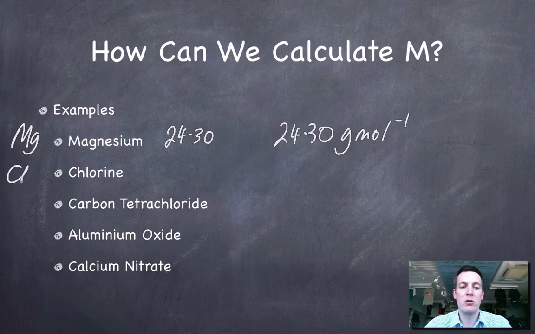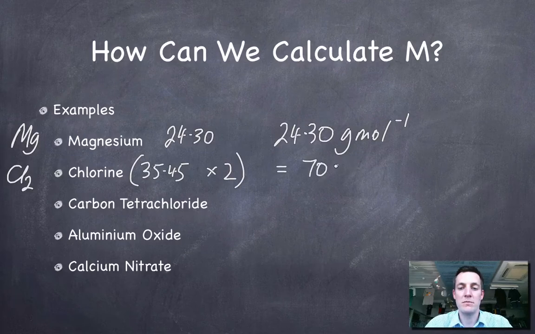What's the formula of chlorine? Cl2. If I look up chlorine in the periodic table, it's 35.45 for its atomic mass. So the formula mass of chlorine has to be that times 2, which equals 70.9. If that was a relative formula mass, it would just have no units. If it's a formula mass, it's grams per mole. We can actually talk about the molecular mass of chlorine, because chlorine is a molecule.